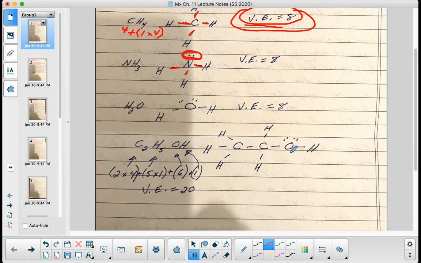I distribute them according to all of the rules for drawing Lewis structures, which is that carbons always have to have 8 around them. Hydrogen can only have 2. And then the rest get distributed as unshared pairs. But again, remember, carbon never has unshared pairs around it. So that's just a quick review. Hopefully you remember your Lewis structures from Chem 1.